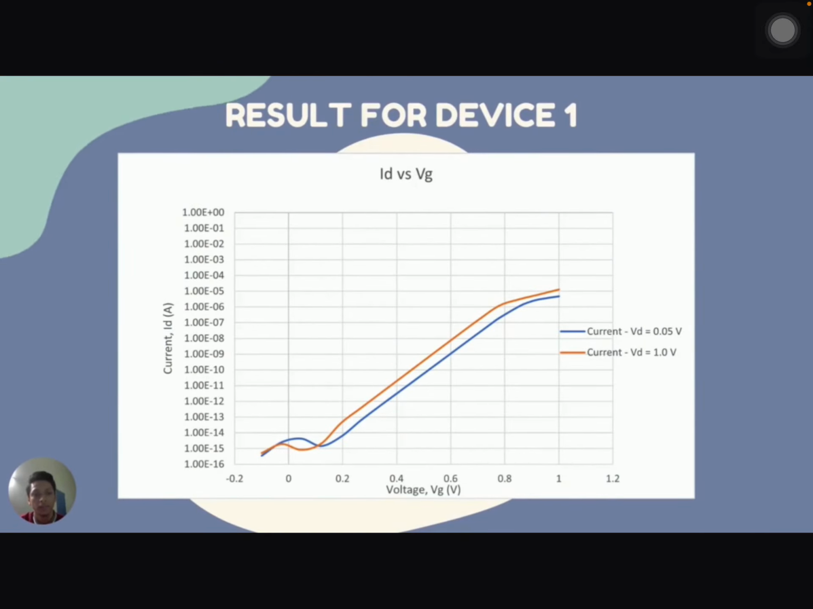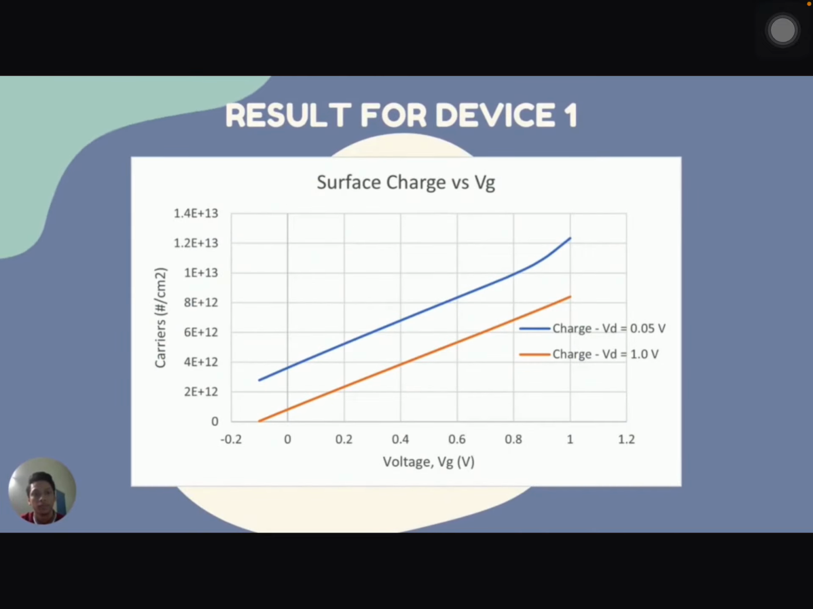For the ID versus VG graph, when we apply higher VD voltage, we get higher ID current, and when we apply lower VD voltage, we get lower ID current. For surface charge versus VG, when we apply higher VD, we produce a lower concentration of carriers, and when we apply lower VD, we produce a higher carrier concentration.